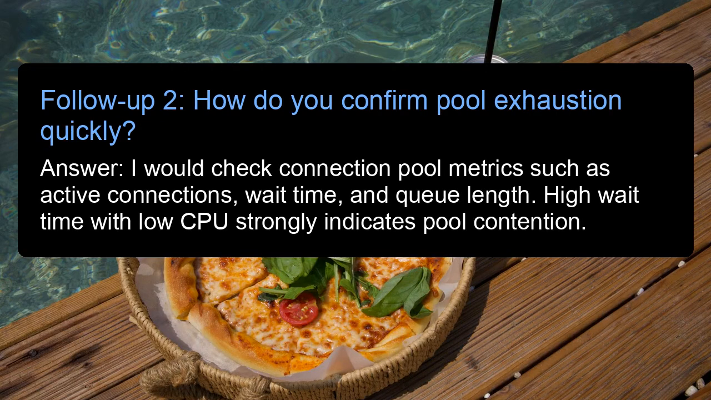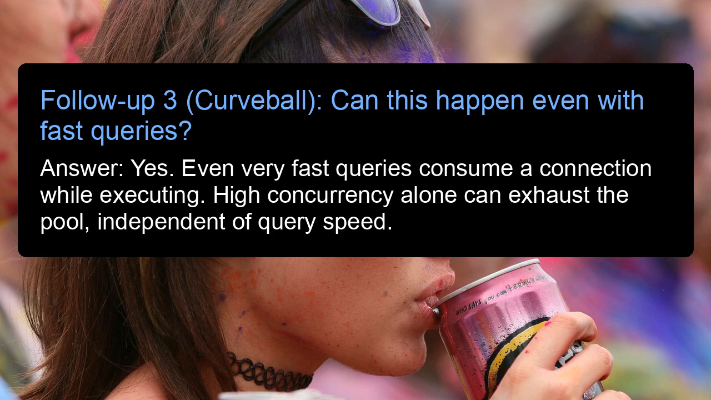Follow-up 2. How do you confirm pool exhaustion quickly? Answer: I would check connection pool metrics such as active connections, wait time, and queue length. High wait time with low CPU strongly indicates pool contention. Follow-up 3. Curveball. Can this happen even with fast queries? Answer: yes. Even very fast queries consume a connection while executing. High concurrency alone can exhaust the pool, independent of query speed.